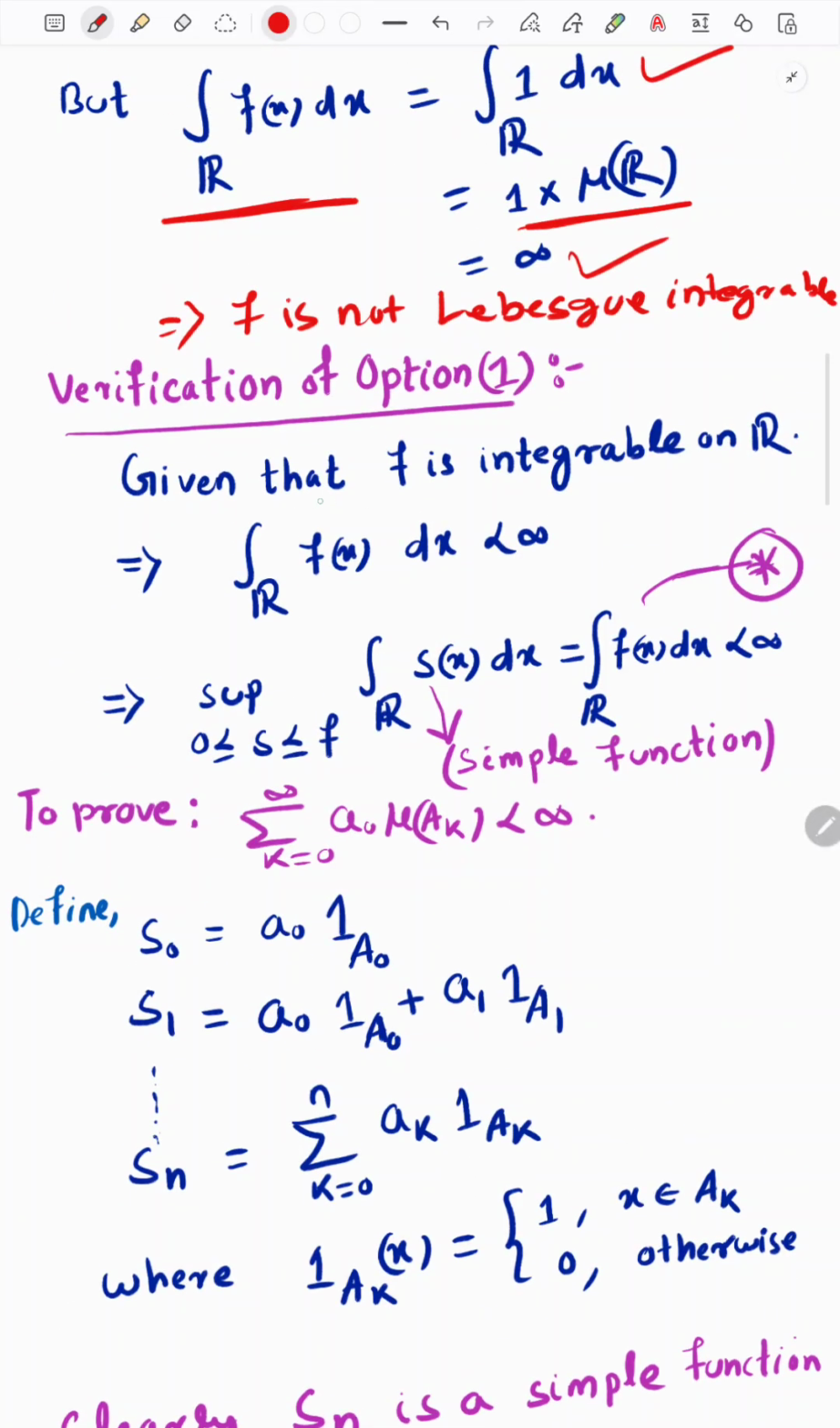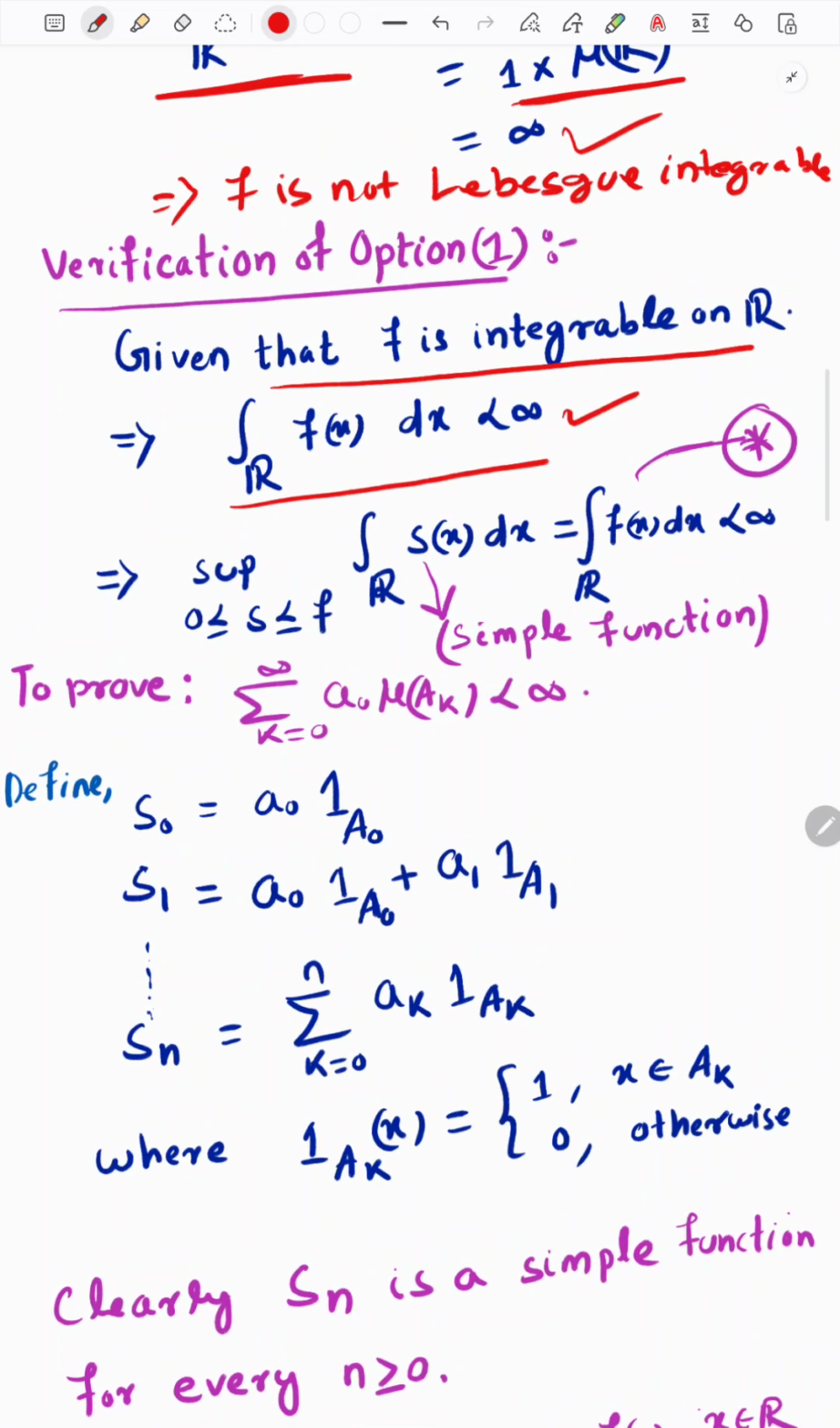Given that f is Lebesgue integrable, it means what? The integral of modulus of f of x, but since f is a non-negative quantity, there is no need to put modulus here, so this thing is given finite, since f is Lebesgue integrable. And the definition of Lebesgue integrable is this one. It comes from the definition. If you do not know, then check any measure theory book, you can find it.